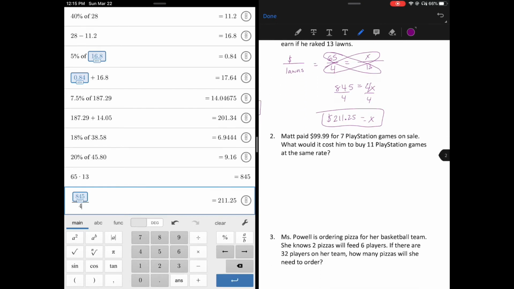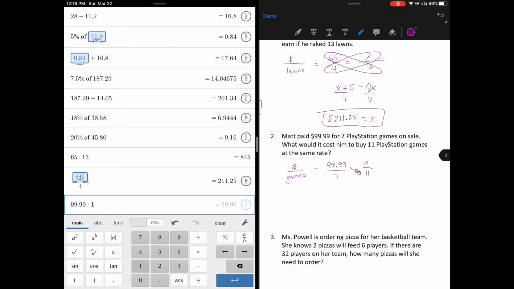For number 2, Matt paid $99.99 for 7 PlayStation games. So I'm comparing the price to the amount of games, and it's $99.99 for 7 games. What would it cost him to buy 11 games at the same rate? So we'll cross multiply.